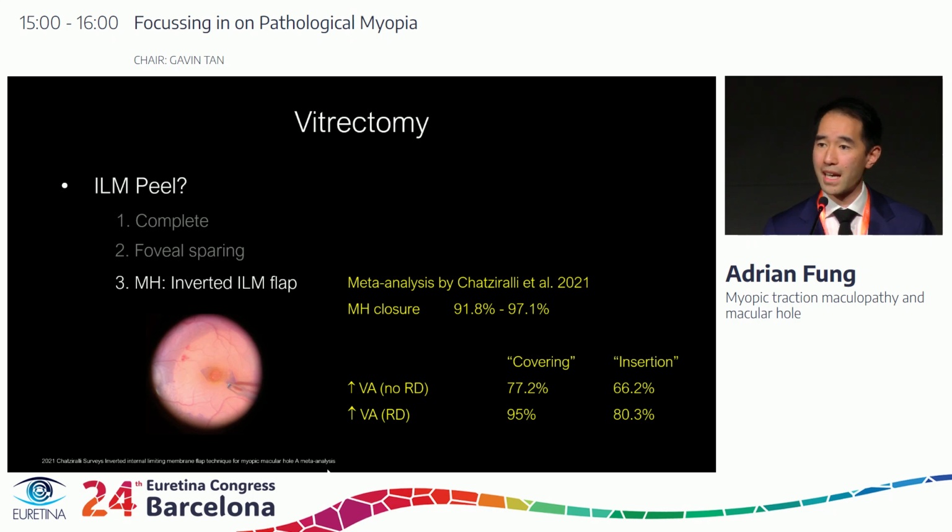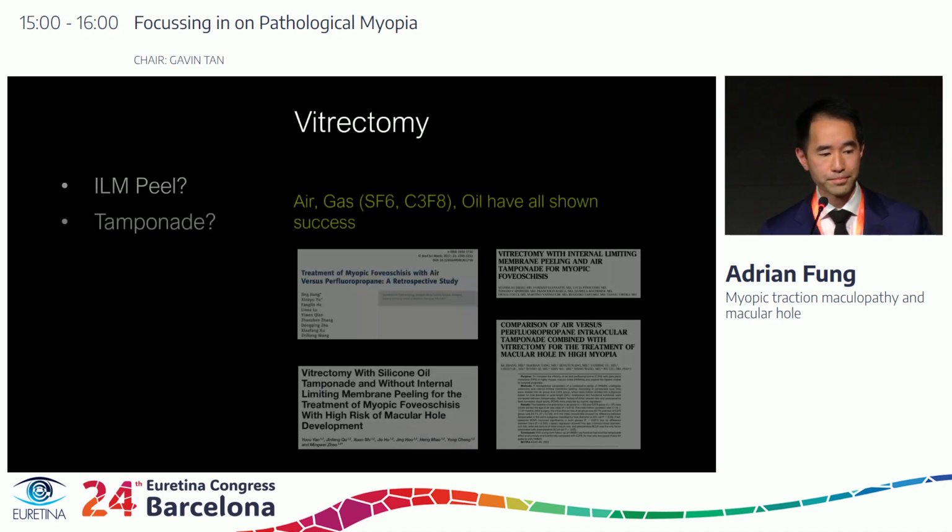Of course, if there is a macular hole, there's also the question now about whether we should perform an inverted ILM flap. And this is a recent meta-analysis from 2021 showing that there were greater improvements in vision whether the ILM flap was performed as a covering, that is, the ILM is just layered over the macular hole, or whether it was inserted or stuffed into the macular hole. And this was seen both for patients who had associated retinal detachment and also those who didn't.